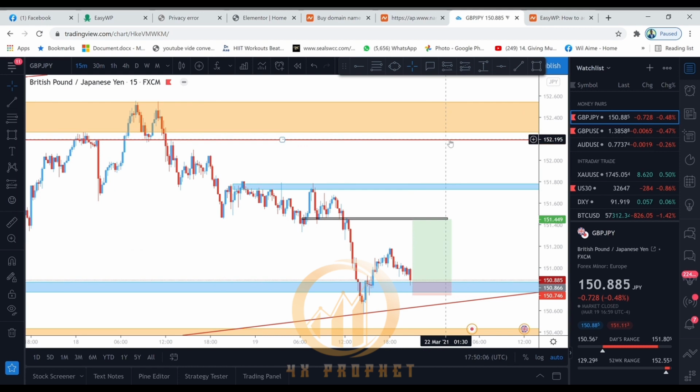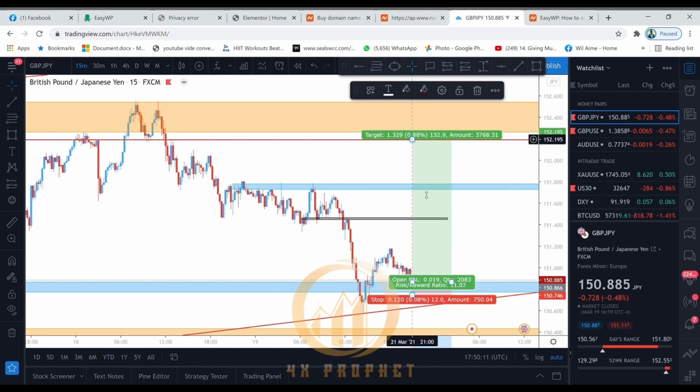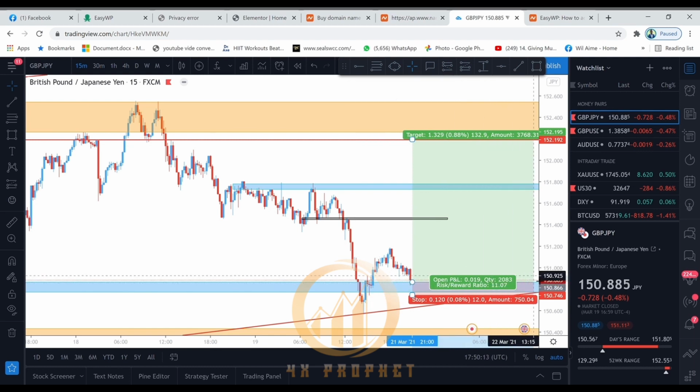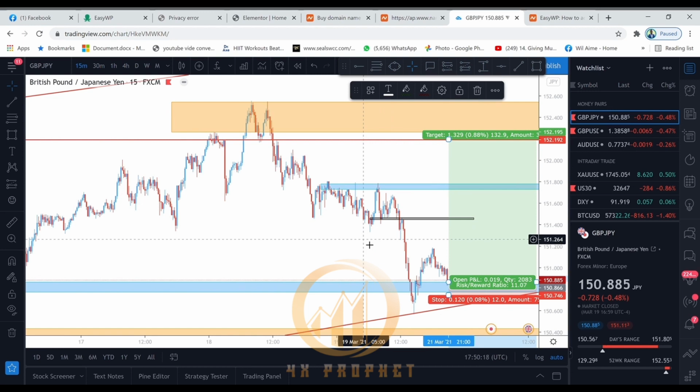And because this is one of our daily indecision zones, honestly, you can look for price to actually hit this level as well. But you would have to use other tools, other confluences, of course, in order to determine what is going on.